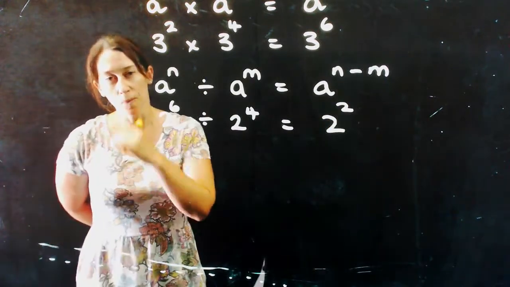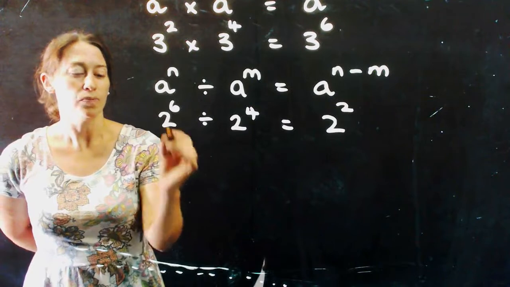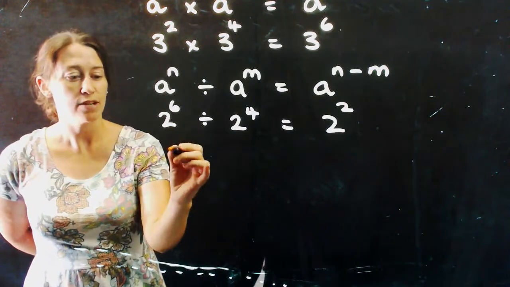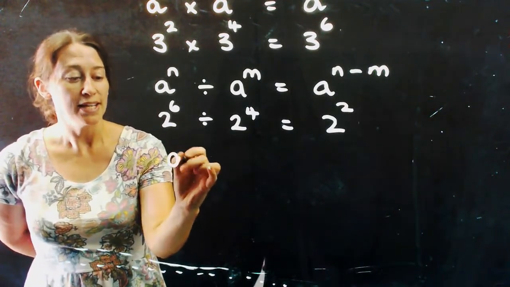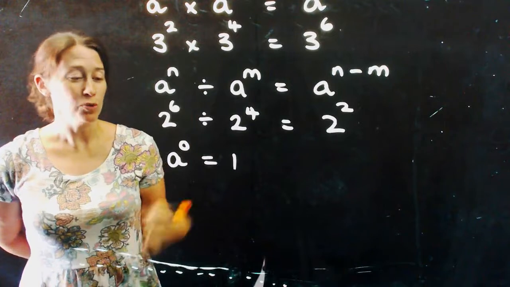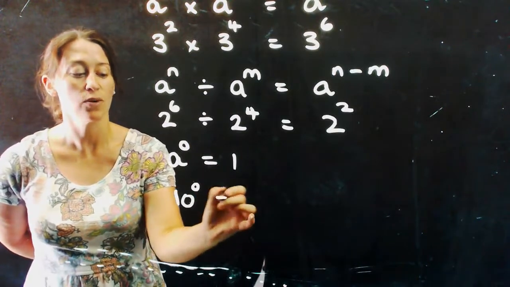The third rule that you need to know is the zero law. So what we say is anything to the power 0 is 1. So a to the power 0 is 1 is the general rule. So 10 to the power 0 is 1.